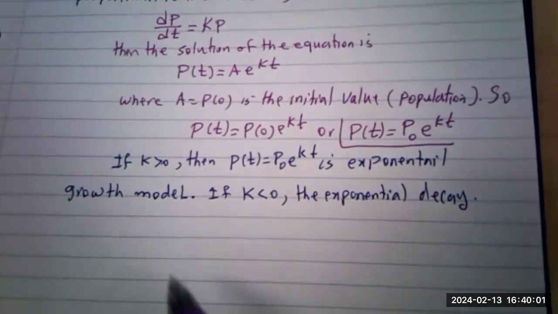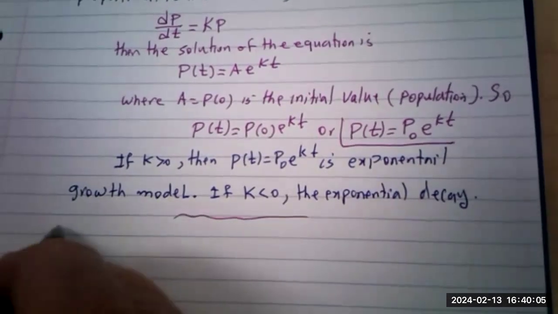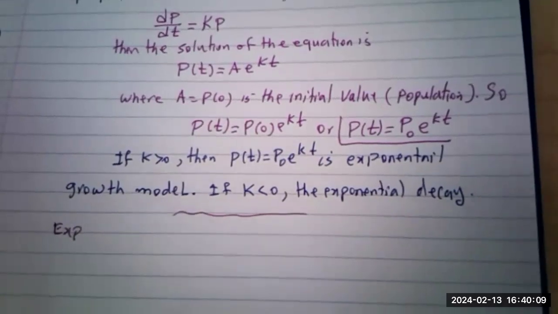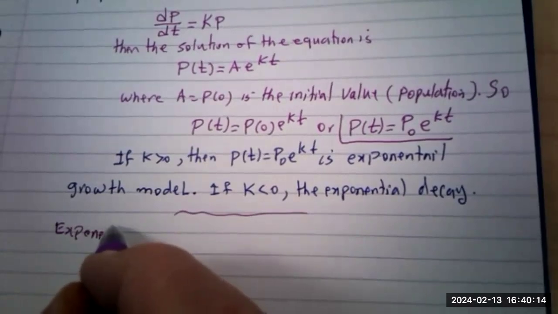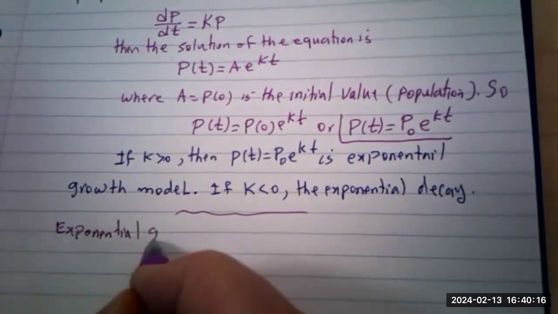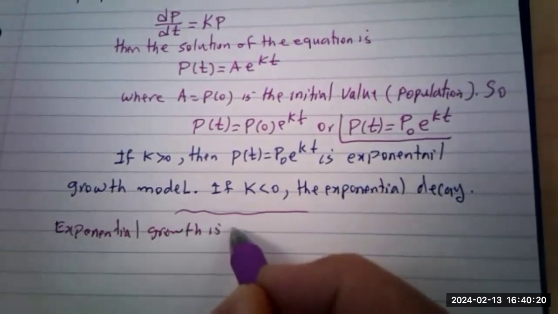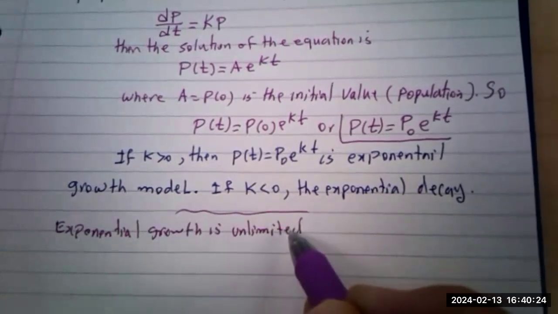I'll just explain this again for you because it will be brief. You can study this one when you get to the next part. What we are going to do is express that the exponential growth, in this case that we have, is unlimited. You have no restriction, you can go on forever.